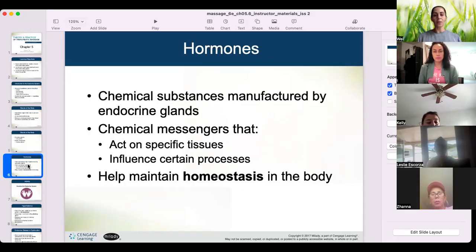So hormones are chemical substances manufactured by an endocrine gland. So they are called chemical messengers. In the nervous system, we call them neurotransmitters. In the endocrine system, we call them hormones. They are also chemical messengers. And they act on a specific tissue, doing a specific thing to influence certain processes. Either way, the whole idea is to get the body to come to homeostasis, balance. Okay?